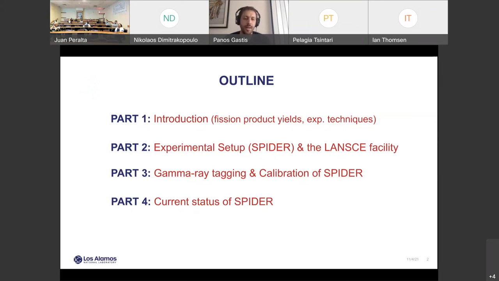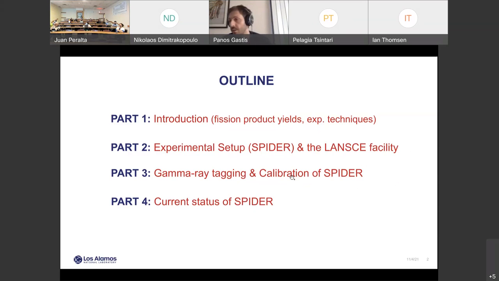The presentation is separated in four parts. Part number one is introduction. I'm going to quickly describe what fission product yields are, why they are important, and how we measure them. Then in the second part, I'm going to introduce you to the SPIDER instrument, which we use for measuring fission product yields at LANL, and also introduce you to the Los Alamos Neutron Science Center facility, where we do all these measurements. And then in part number three, I'm going to talk about a gamma ray tagging system that we recently implemented in SPIDER.